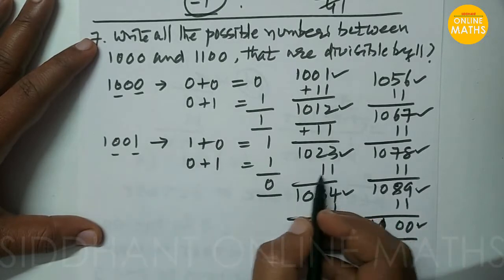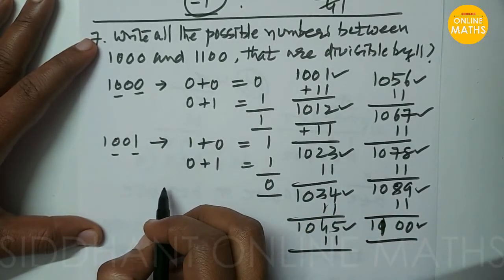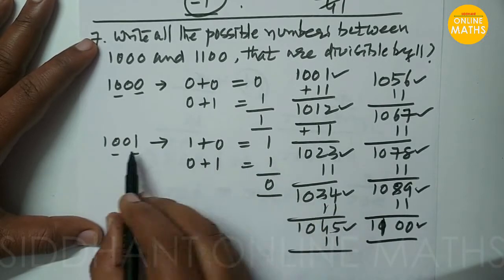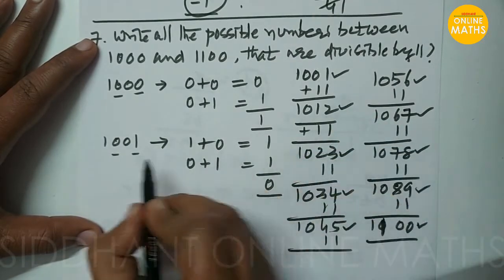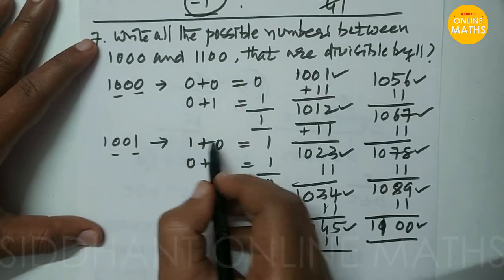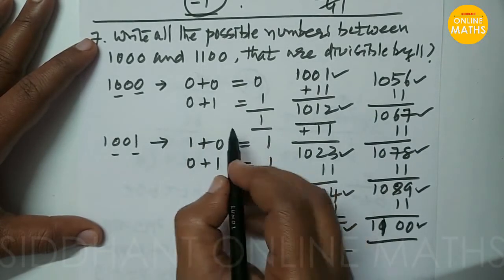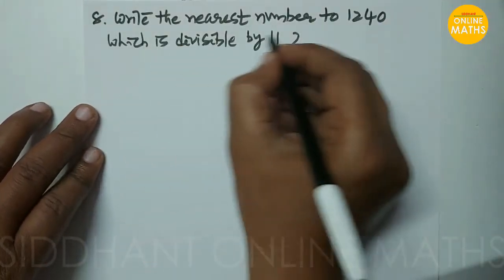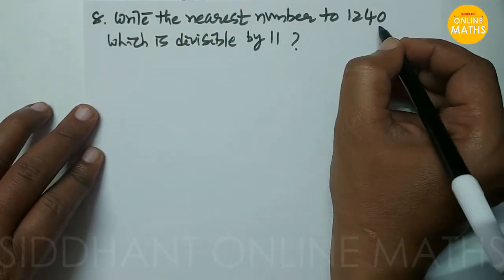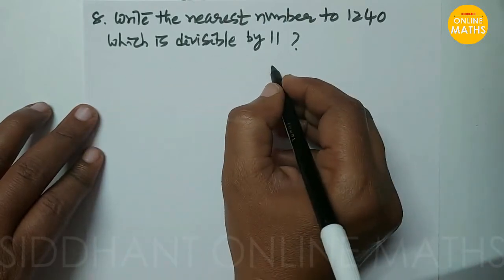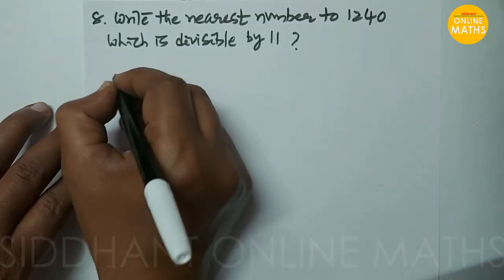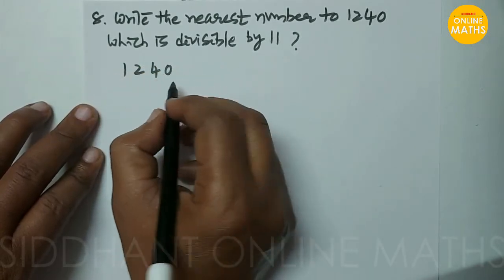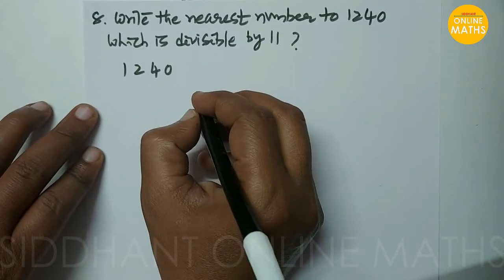So we can do this in different methods. One of the methods is adding 11 here, or else you check each number whether it is divisible by 11 or not. Next, eighth question: write the nearest number to 1240 which is divisible by 11. So we are going to check first whether 1240 is divisible by 11 or not.